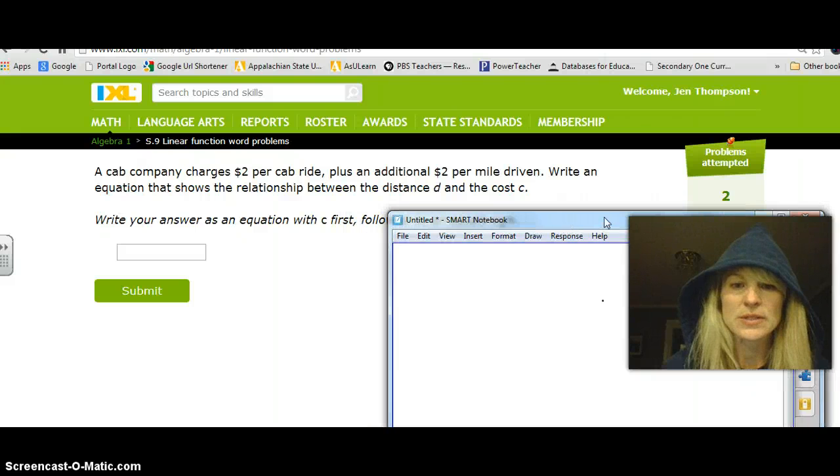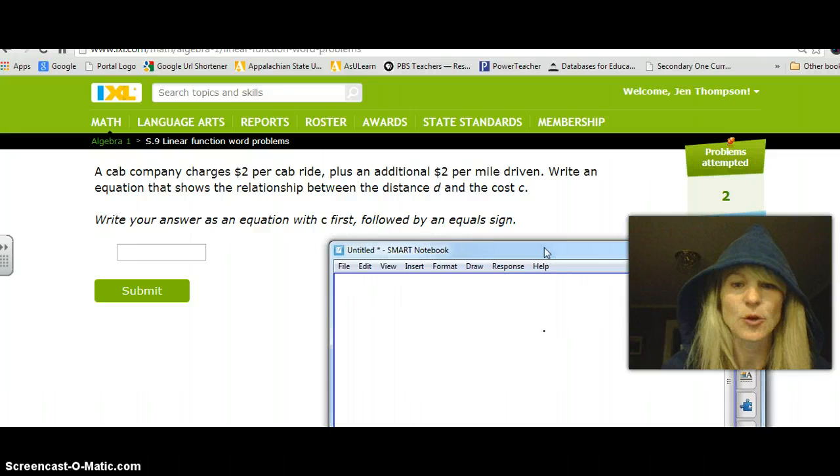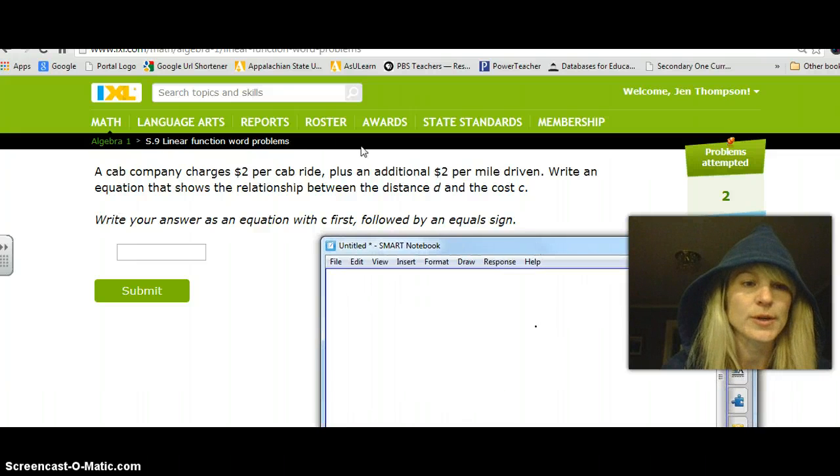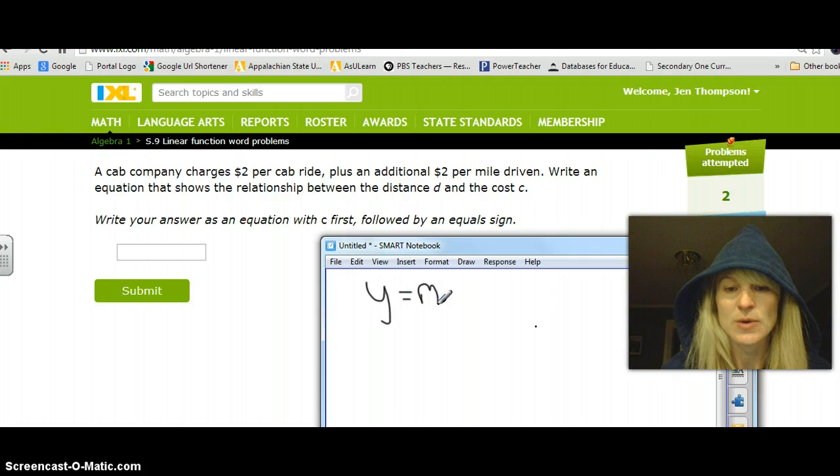Okay, so tonight we want to start working on being able to write linear equations. So we're going to work on Algebra 1, S.9, linear function word problems. And you're going to get some problems that look like this. We're going to put all our equations into slope-intercept form. So remember that's y equals mx plus b.